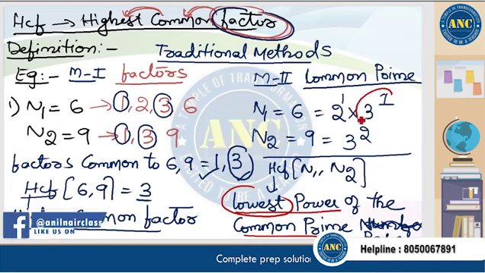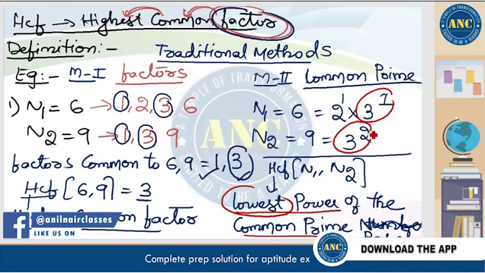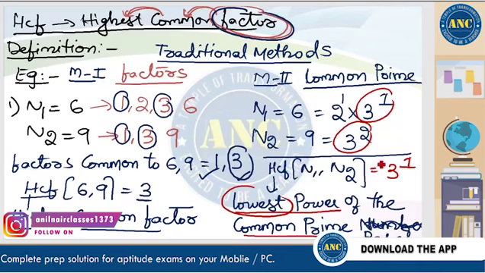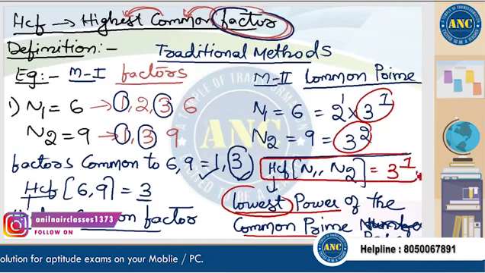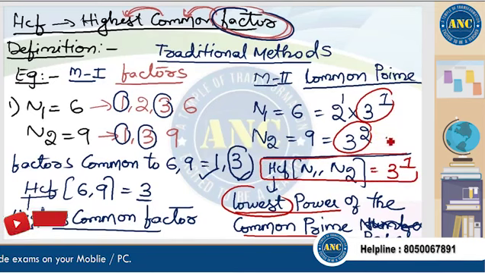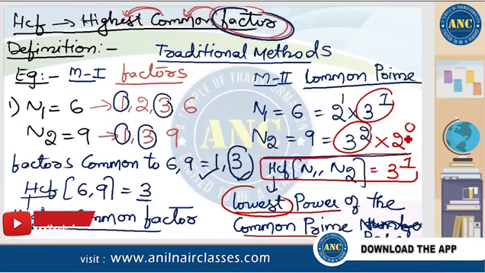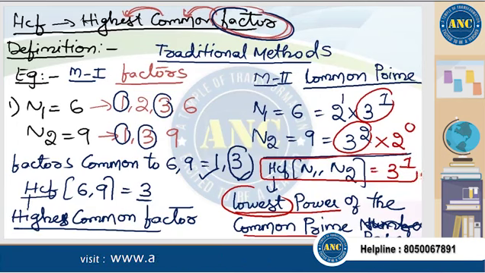Now if you see 3 power 1, 3 power 2, what is the lowest power that is common? Which is 3. So HCF of n1 and n2 will be 3. Here if you write it as 2 power 0, 2 power 0, 2 power 1, what is the lowest power common? That is 2 power 0.